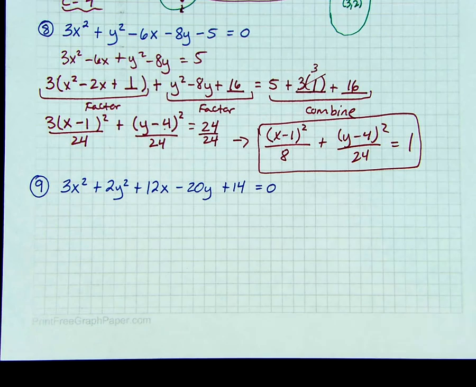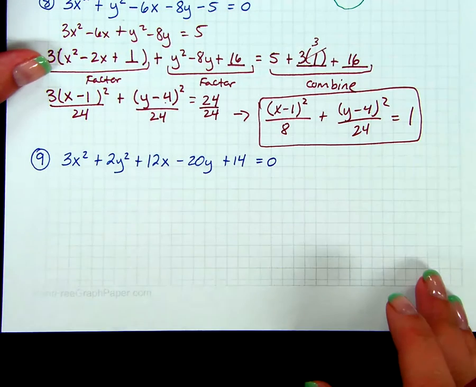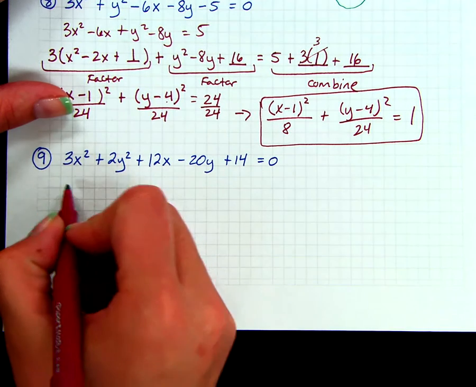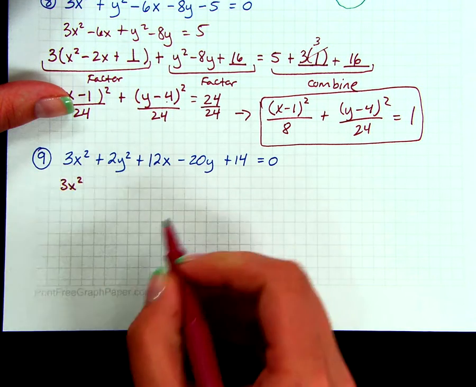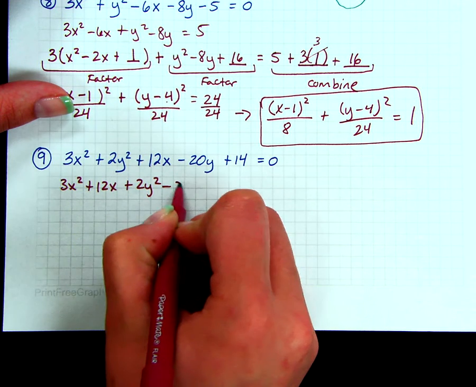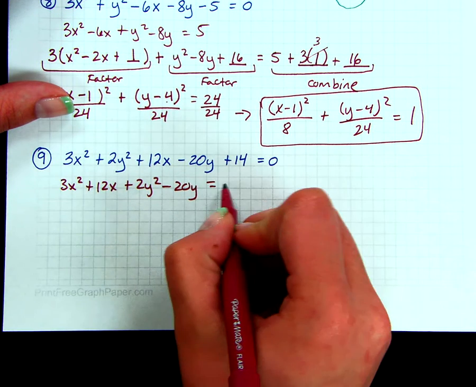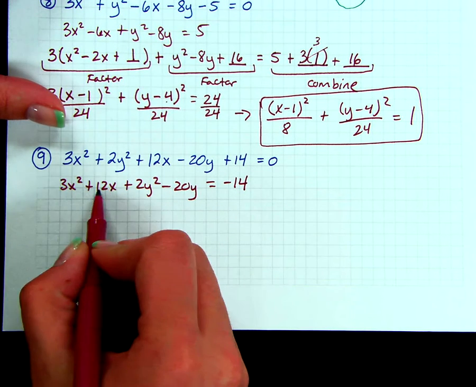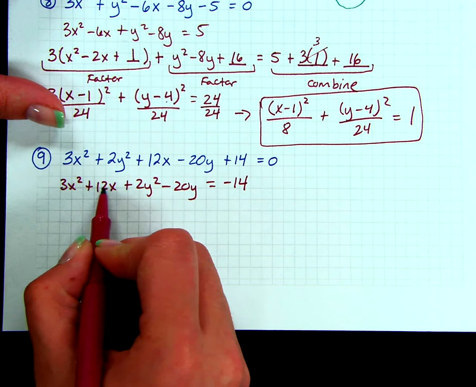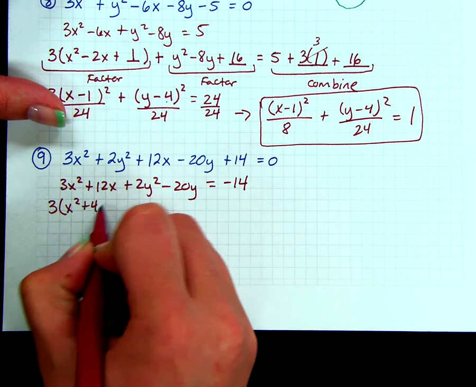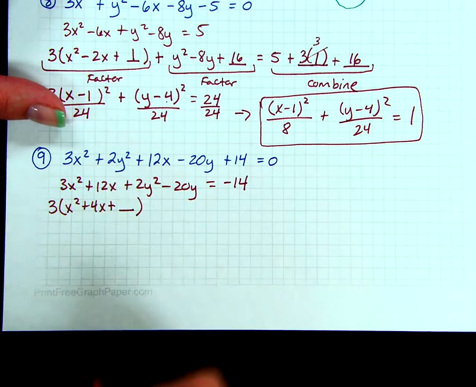So again, if we just continue to practice rewriting, so looking at 9, again, we're going to group x's and y's together. So 3x squared plus 12x plus 2y squared minus 20y, and then we're going to subtract the 14 over, so it's going to become negative. And then we're going to factor and complete the square at the same time. So there's a number in front of our square term, so we need to factor out a 3 from both of the x's. So x squared plus 4x, and then we're going to leave room to complete the square.